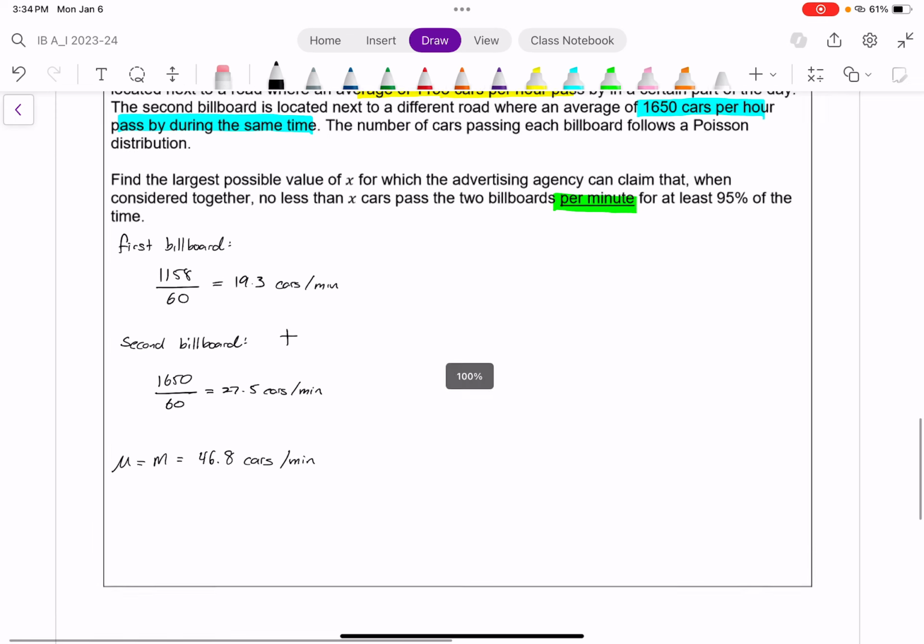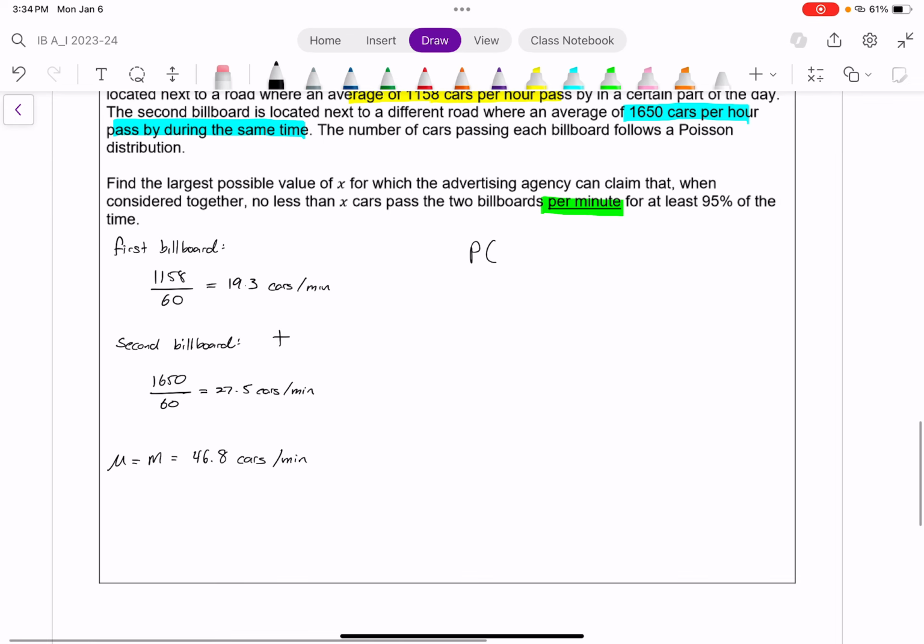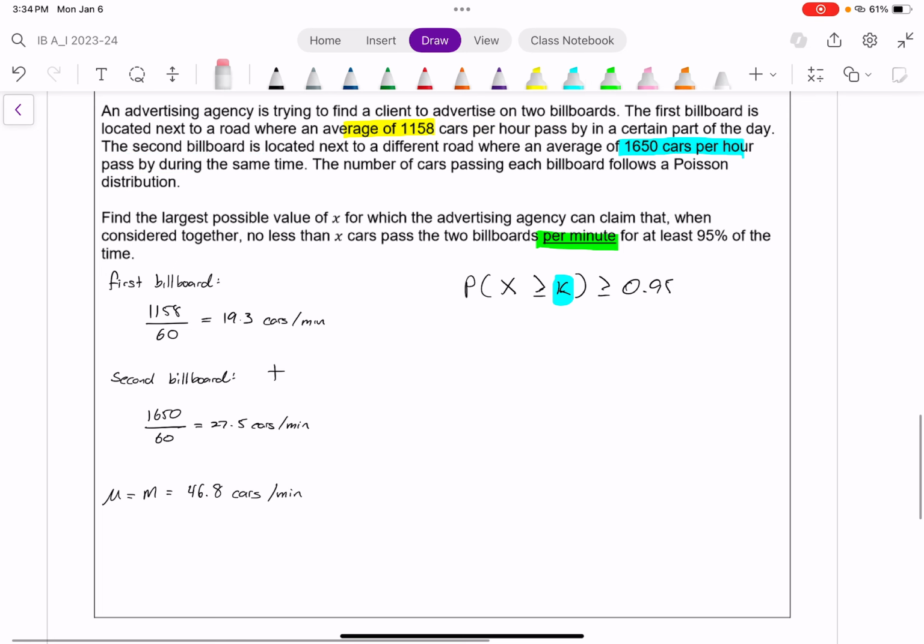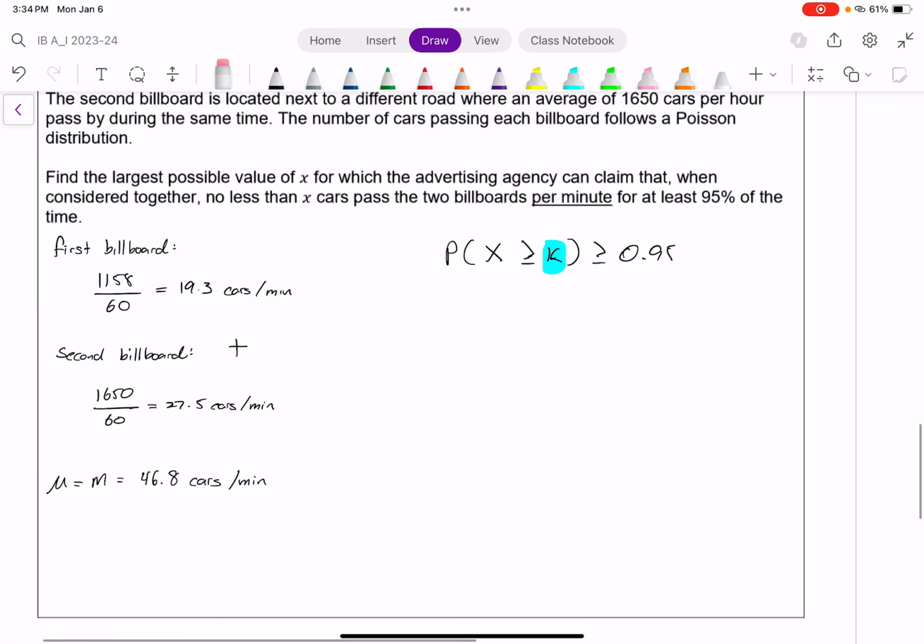And so to make this a bit more formal, we're trying to find the probability where X is greater than or equal to some number. Again, we don't know it. And we want this to be more than or equal to 0.95. Like before, we don't know what that K is. But I do know the average. And I know I want it to be more than 95%.